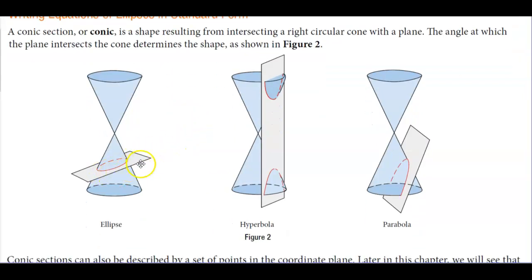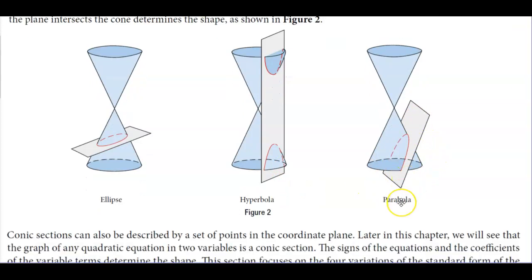So here you can see that this plane is intersecting a cone, which forms an ellipse. When you have this plane and it intersects the cone, this is going to become a hyperbola. So you can see in red, that's what we're going to get. And then if we intersect the plane in this form, we're going to get a parabola.